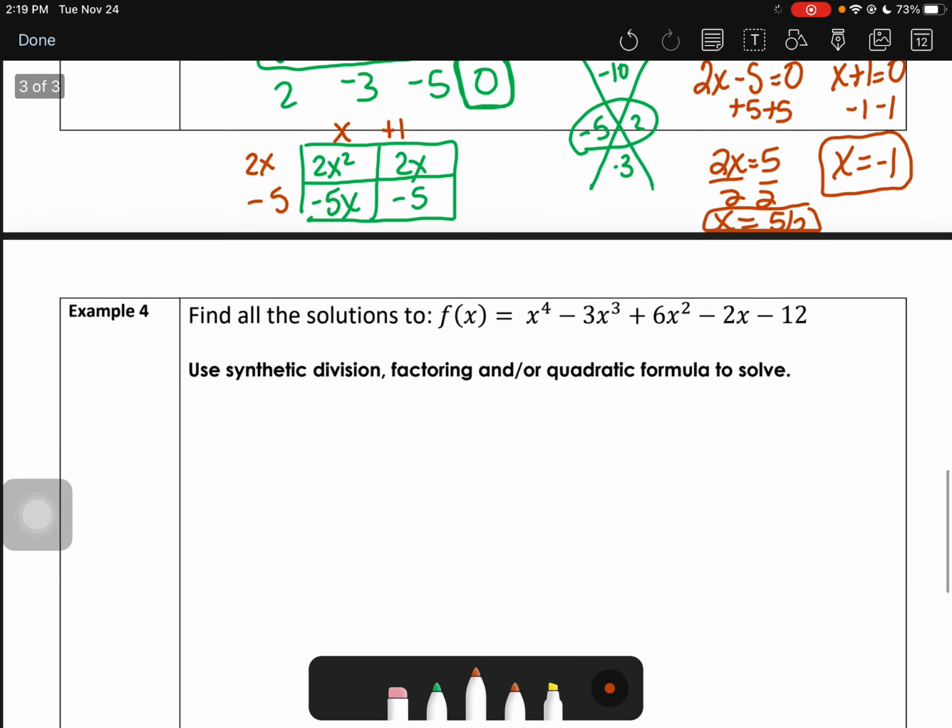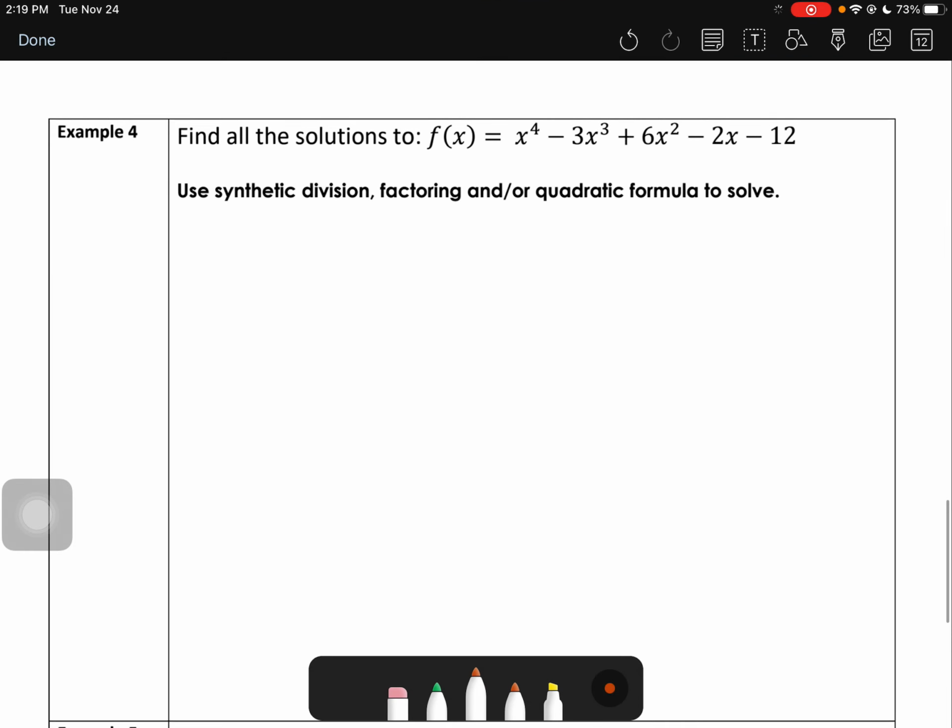Okay, so moving along, again, using synthetic division, factoring, or quadratic formula to find all the solutions. This one does not ask us to list all of the possible solutions.